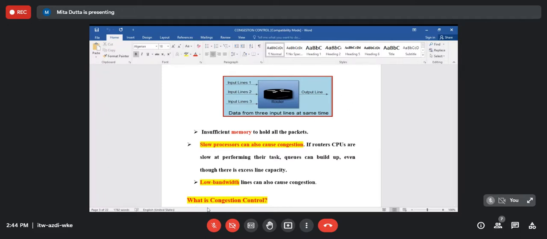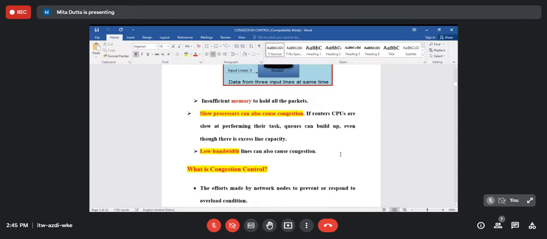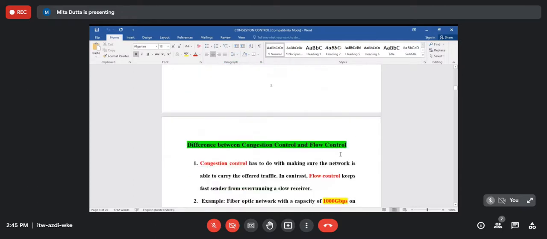Now, what is congestion control? The means, rules, or protocols by which we get rid of this situation of congestion is known as congestion control. And it can be done in several ways. Before that, we see the difference between congestion control and flow control.